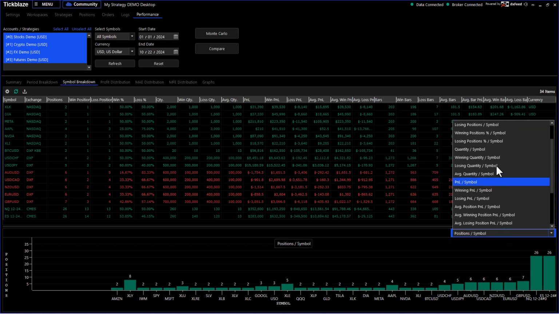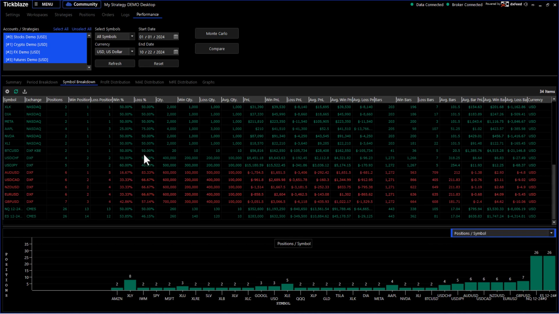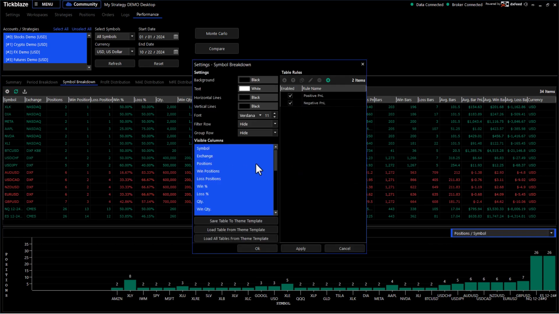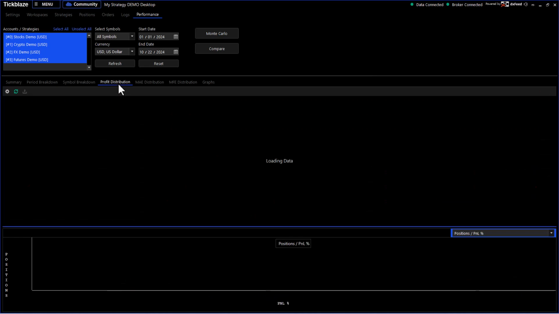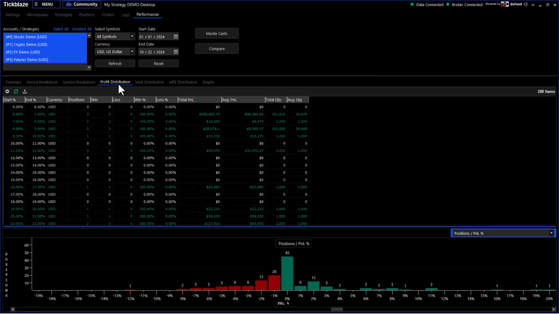Now you can take a look at winning and losing positions by breakdown. You have the privilege of going through here and sorting through as much of the granularity as you choose. And as we do with all tables, you can come in here and edit what you choose to see in the breakdown, okay? Now, profit distribution is going to show you where you make most of your profits, right? And it's going to tell you where the skew is for profit and positions.